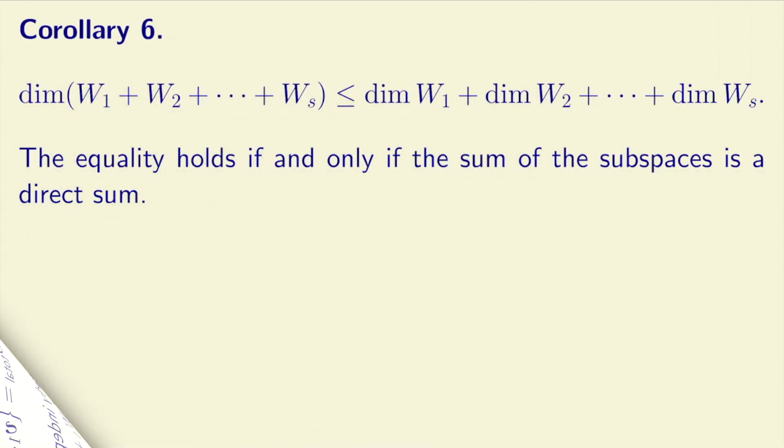And we are done. The dimension formula leads to some important corollaries. The first corollary is this. For a sum of multiple spaces, W1, W2 up to Ws, its dimension is less than or equal to the sum of the dimensions of individual spaces. And crucially, the equality holds if and only if the sum of the subspaces is a direct sum. Okay, let's see the proof.